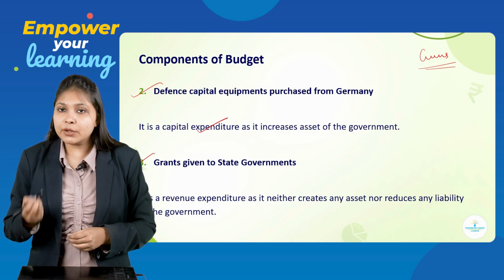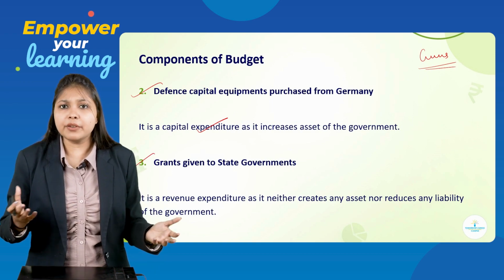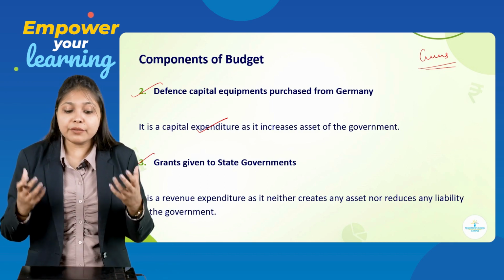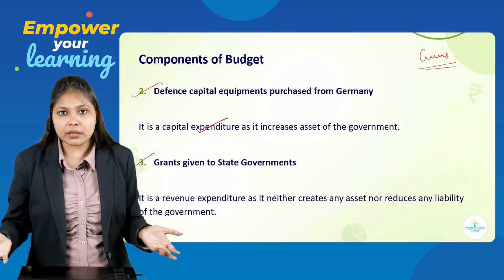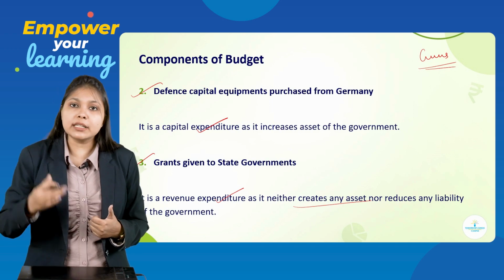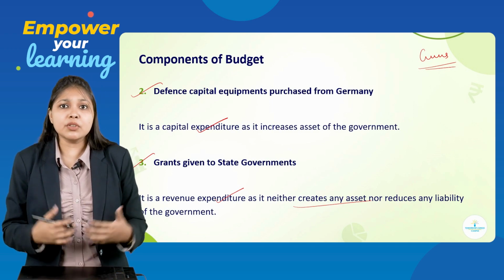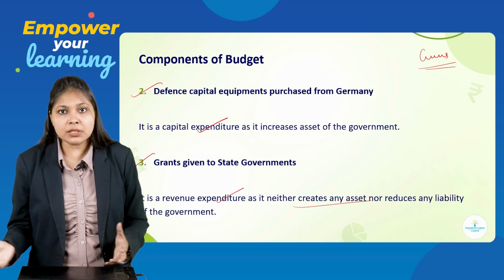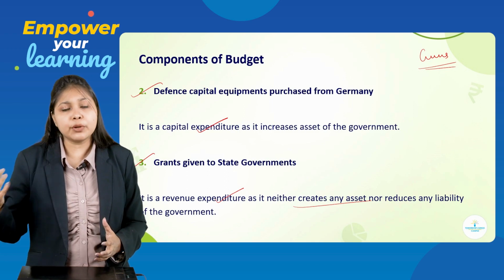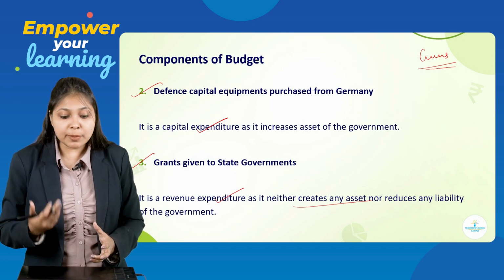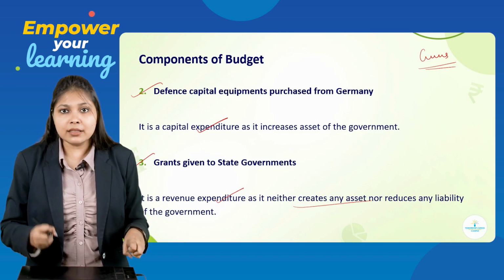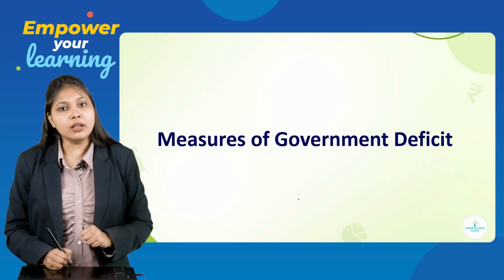Third is grants given to the state government. Grants are nothing but gifts. One very simple way to understand the meaning of a grant is gifts. If the government is giving grants to some foreign countries, then it's a revenue expenditure because it will not create any asset nor reduce the liability. A gift is something unilateral, a one-sided transaction. So if India is giving gifts or grants to Germany or to the USA, these kinds of expenses will be called revenue expenditure because they are not going to create any asset, nor are they reducing the liability of the government.